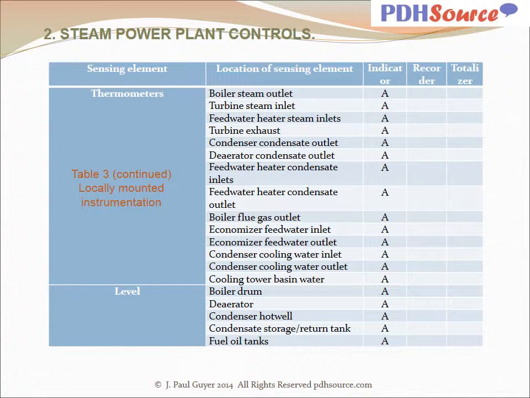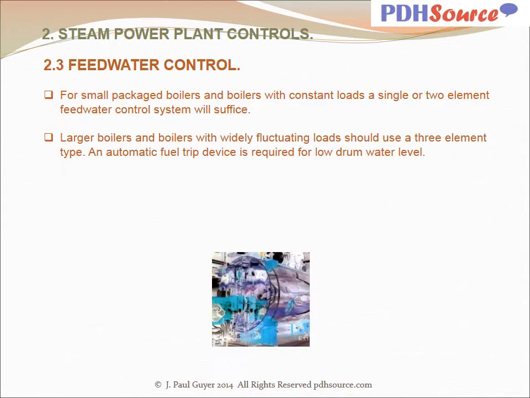Continuation of Table 3 indicating thermometer and level sensing elements. With regard to feedwater control, for small packaged boilers and boilers with constant loads, a single or two-element feedwater control system will suffice. Larger boilers and boilers with widely fluctuating loads should use a three-element type. An automatic fuel trip device is required for low drum water level.